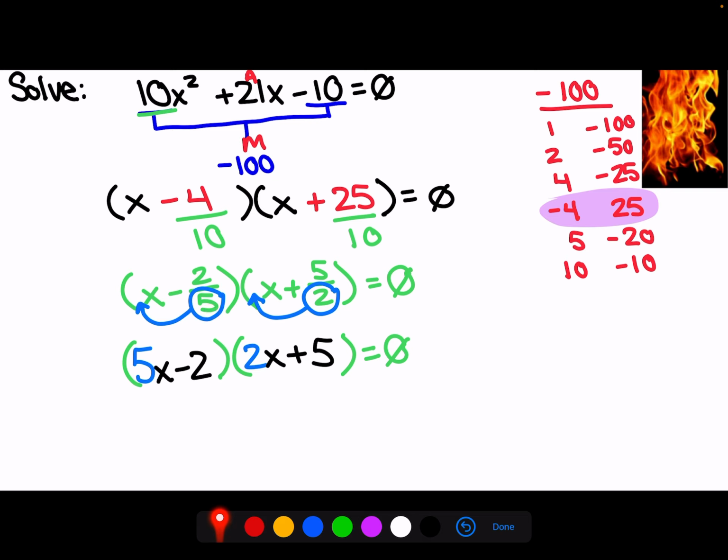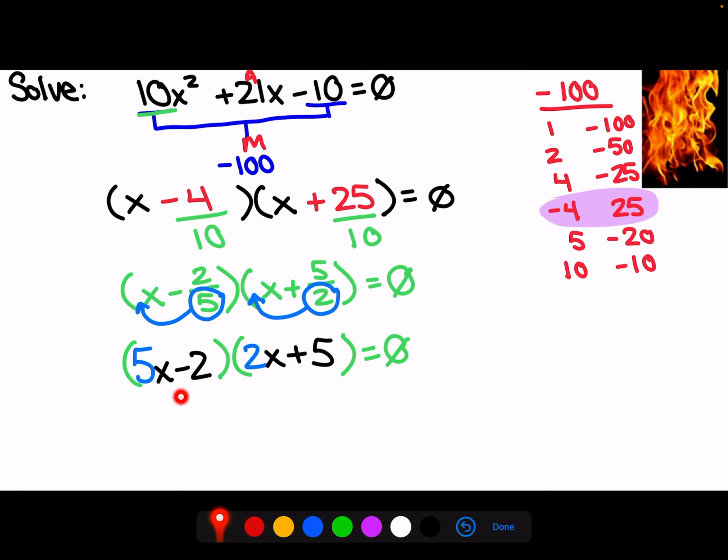Now, if I'm solving, I can find out my answer just from this double bubble alone. However, I'm going to go through the entire process, so I'm going to factor and then solve. To finish factoring, if it didn't divide evenly, I take my denominator and move it in front of my x. I do that for both bubbles. So if you have a denominator, move it in front of the x. That'll leave us with 5x minus 2 times 2x plus 5 equals 0.